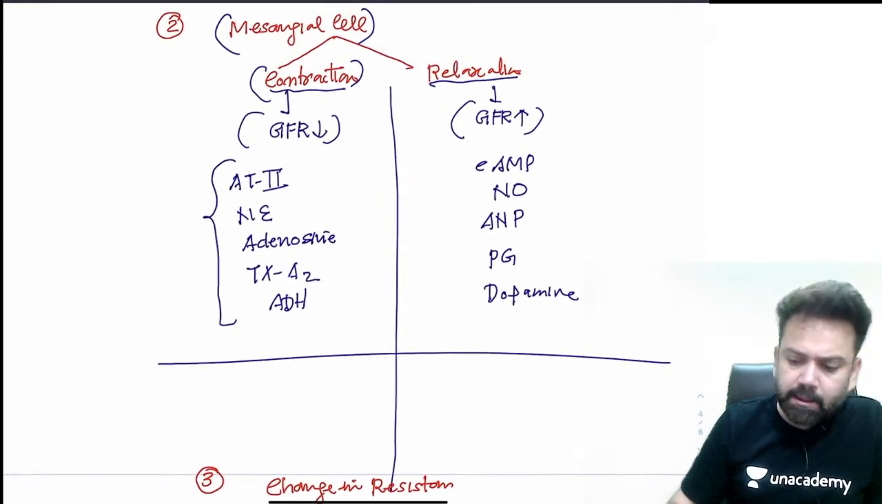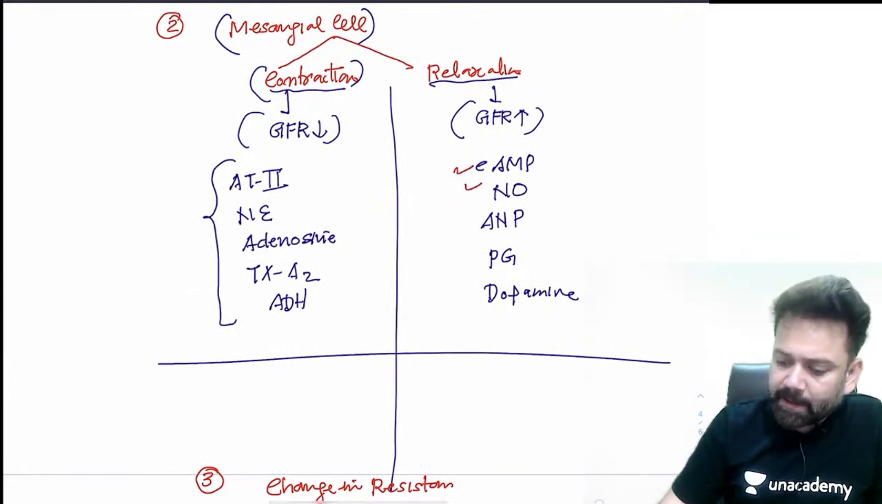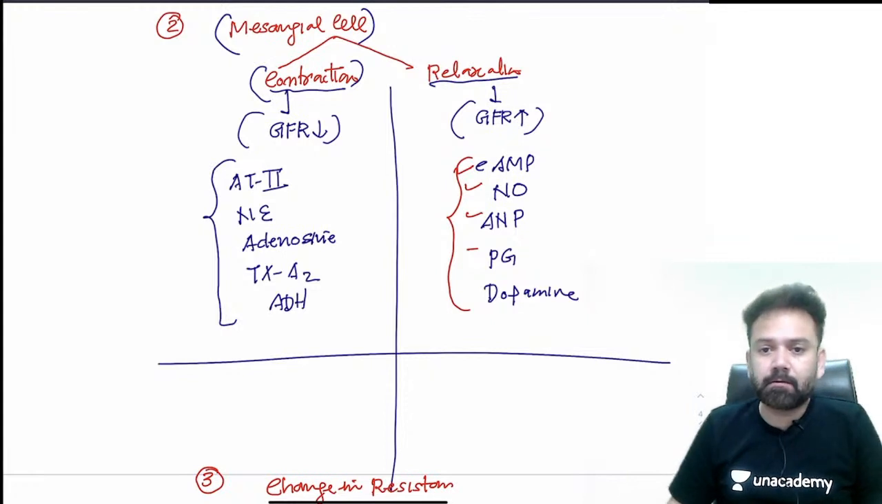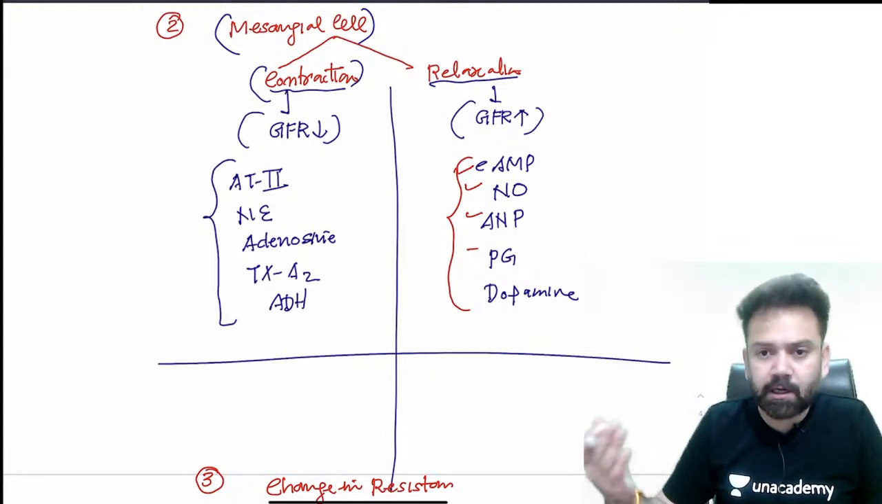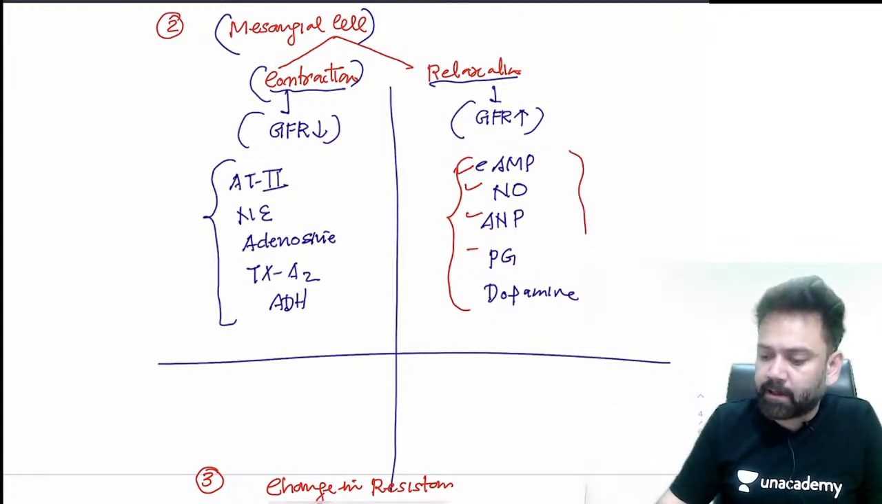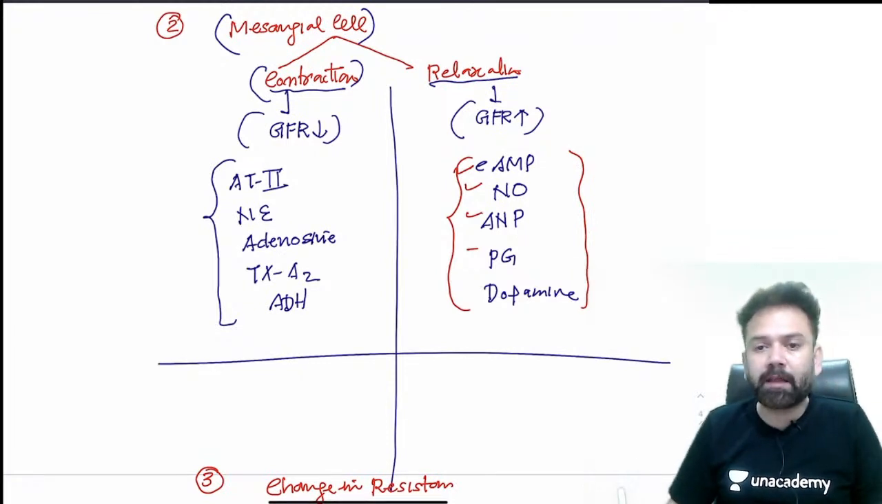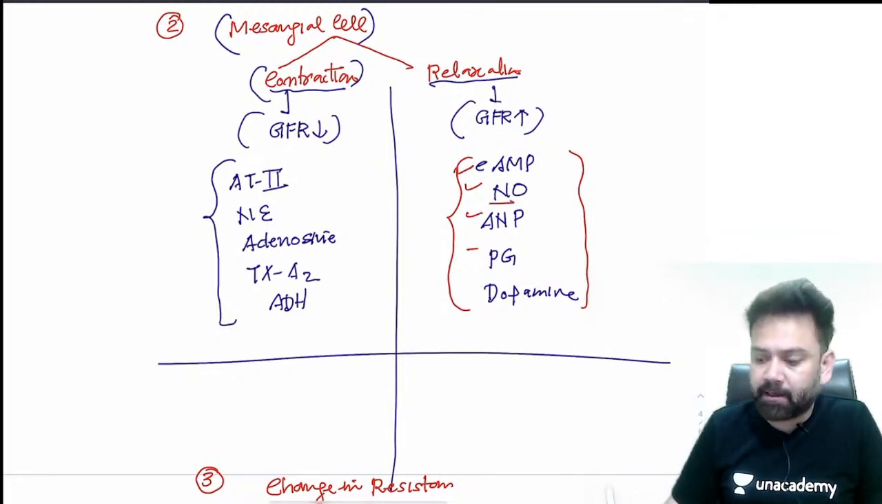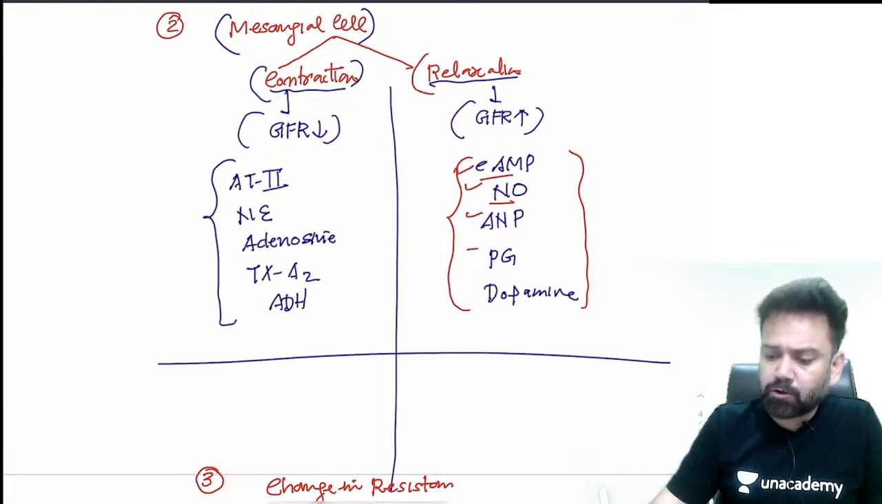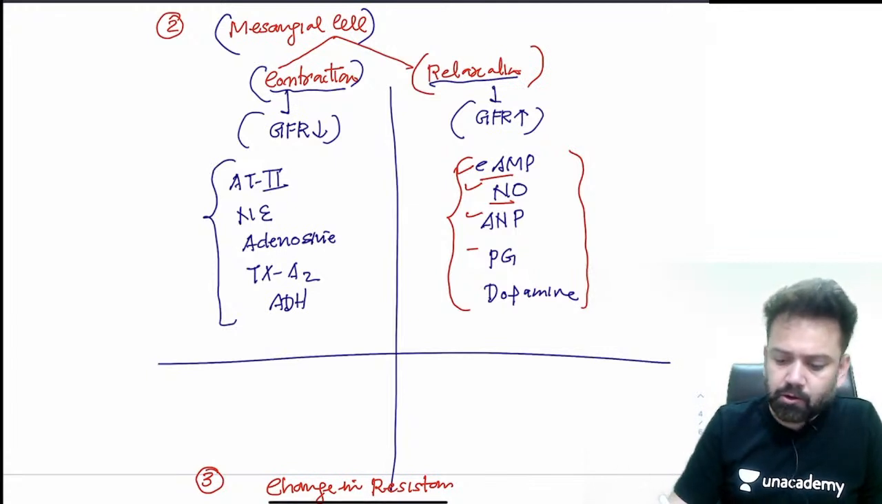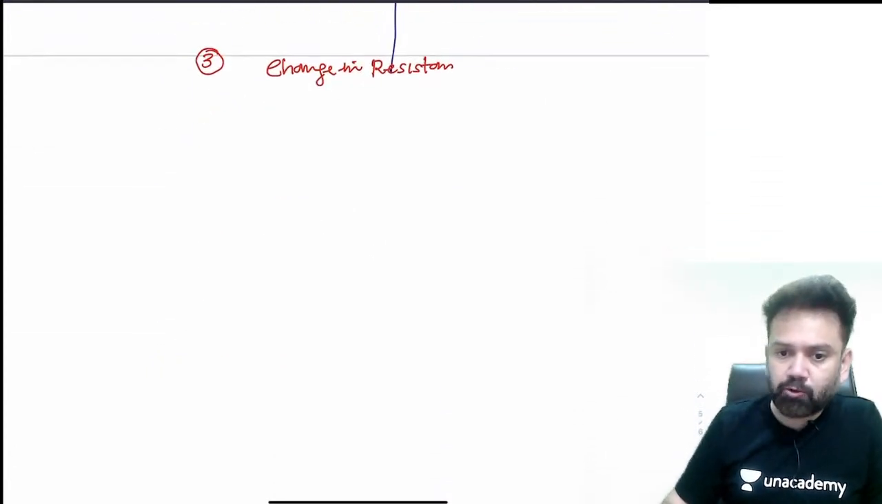Mnemonic is not needed. Everyone knows cyclic AMP, nitric oxide, ANP. These are vasodilators. If you are in second year or third year or intern or post intern, you might be knowing that these all are almost working on guanylyl cyclase activity, and this is increasing the vasodilation of the smooth muscle. So of course they will cause relaxation. If you remember this much conceptually, that will be more helpful.